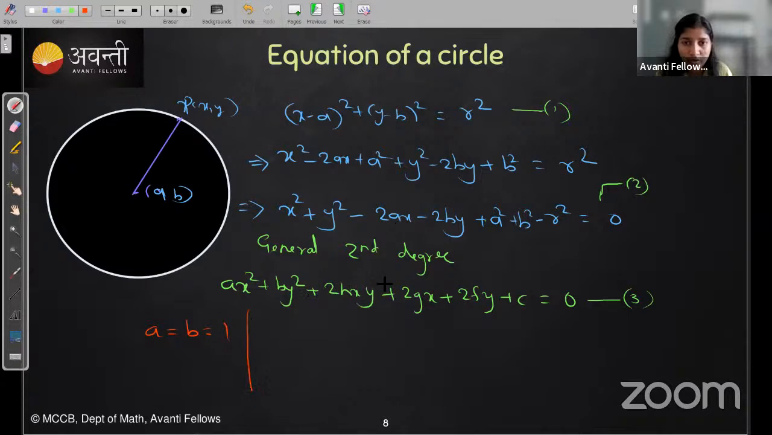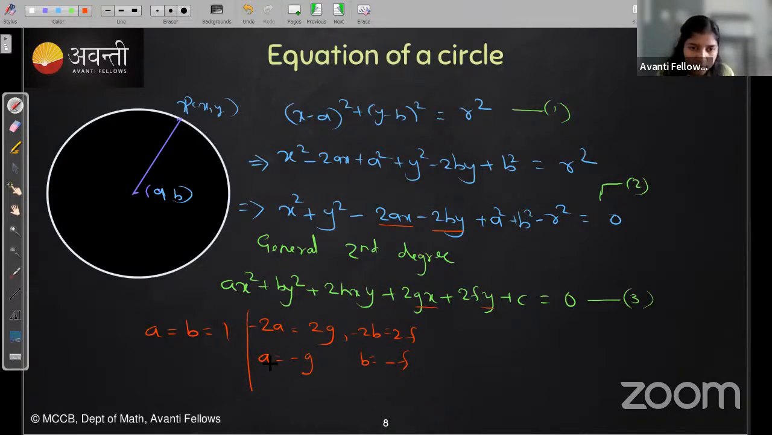Now if you compare the coefficient of xy, well, there is no term xy in our equation 2. If there is no term, then of course its coefficient will be 0. Now compare the coefficient of x and y. You will get minus 2a is equal to 2g, so a is equal to minus g. And minus 2b is equal to 2f, so b is equal to minus f. Fine?